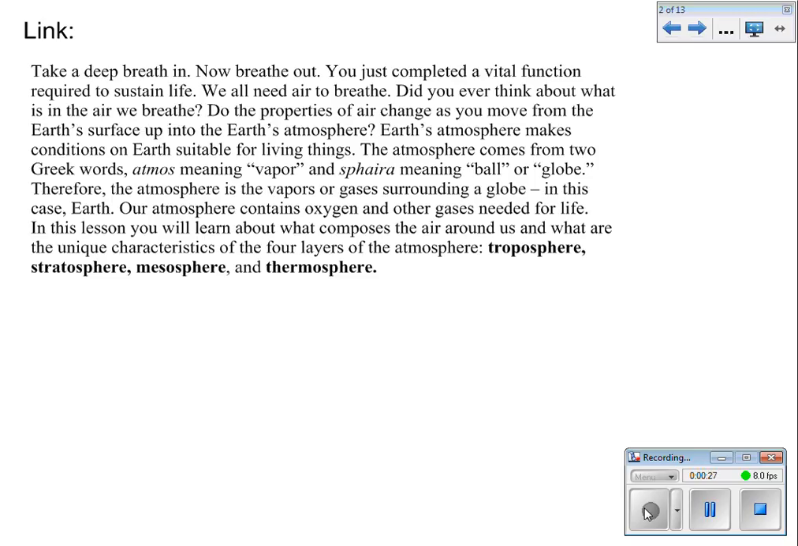Earth's atmosphere makes conditions on Earth suitable for living things. The word atmosphere comes from two Greek words, atmos, meaning vapor, and sphera, meaning ball or globe. Therefore, the atmosphere is the vapors or gases surrounding a globe. In this case, Earth. Our atmosphere contains oxygen and other gases needed for life.